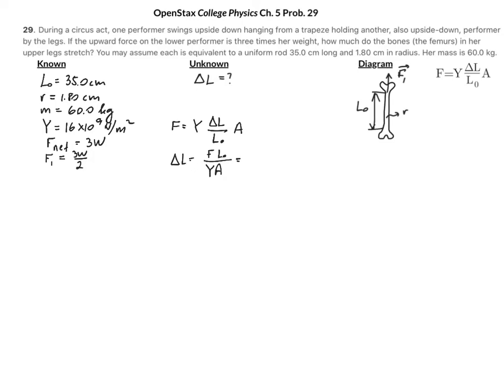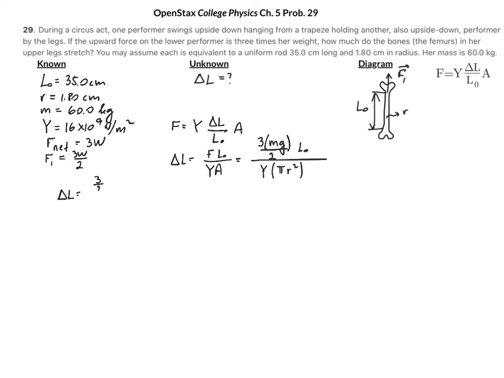So F is really F1, which is 3 times the weight, that's mg divided by 2. L naught is a quantity that is given. I'll have to convert it into meters. Y is also a quantity that's given, and the cross-sectional area of the bone is the area of a circle. So that's pi r squared. So now we start putting the numbers in.